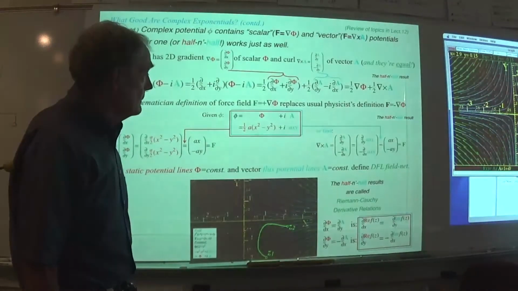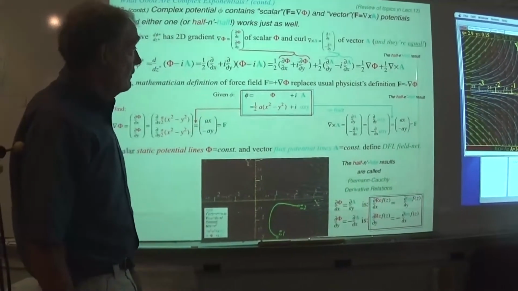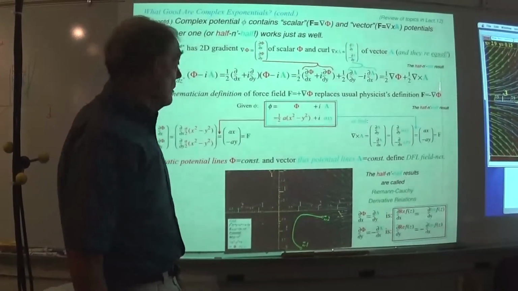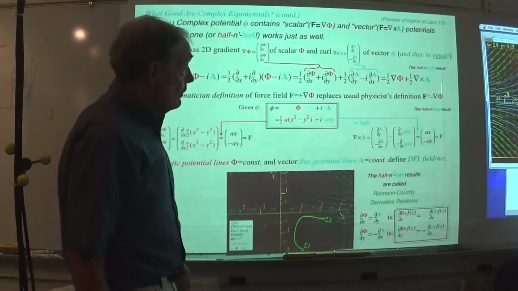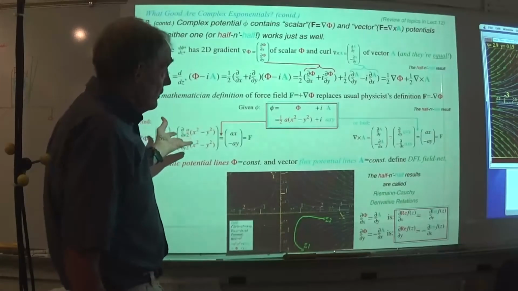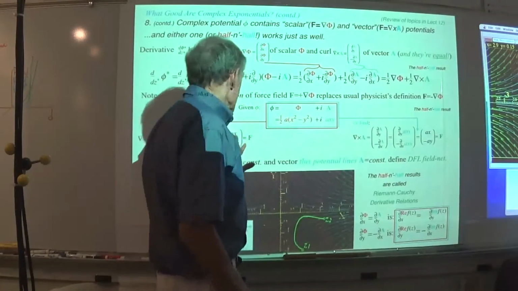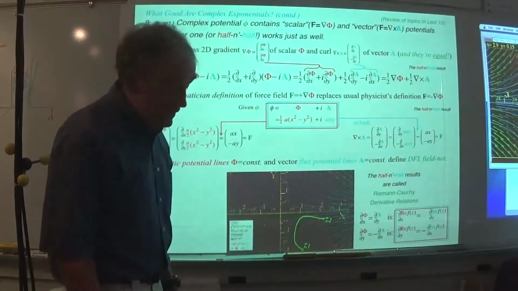So, the idea then is that you can get the field back again by taking a derivative, that is, taking a gradient of the scalar or a curl of the A. Both of those give you the same field back again.